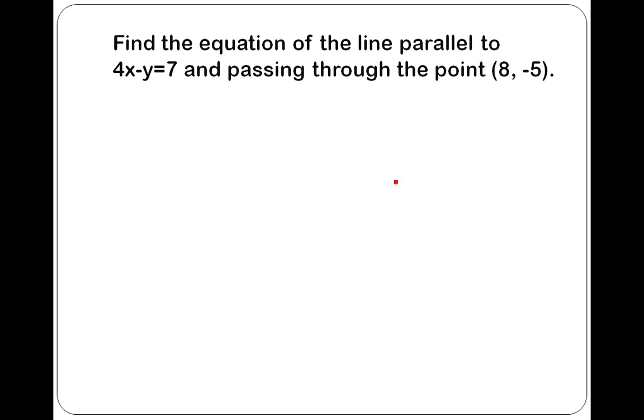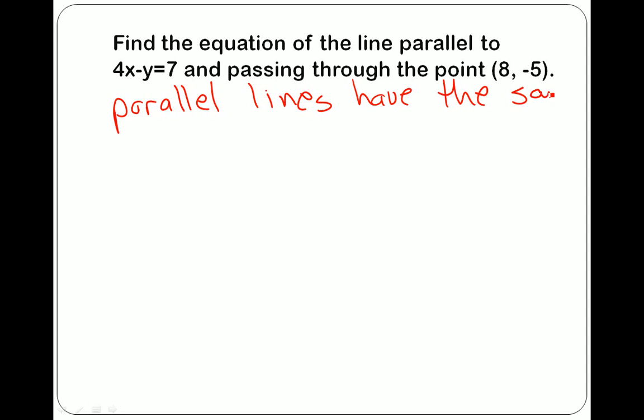Okay, so now this is a bit different. We're going to find the equation of a line parallel to another line and passing through a given point. Well, we might want to remind ourselves that parallel lines have the same slope. That's going to be really important here. Same.